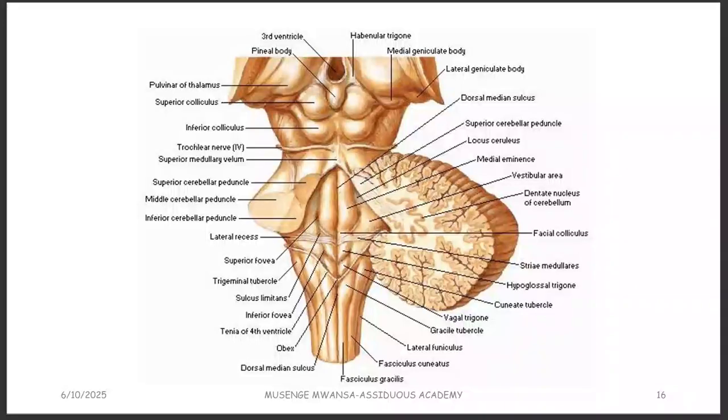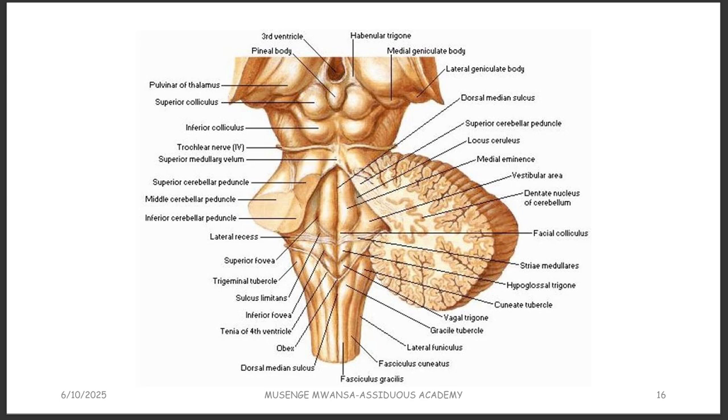Again, this is just a structure showing the same things we're talking about. You can see the hypoglossal triangle, also known as hypoglossal trigone. This is the one on top, and then down here you have got the vagal triangle. If you come more on the lateral aspect, you are going to have the vestibular area. This is the one you can see. So that is it on the medulla oblongata, the external part, both in front and at the back.